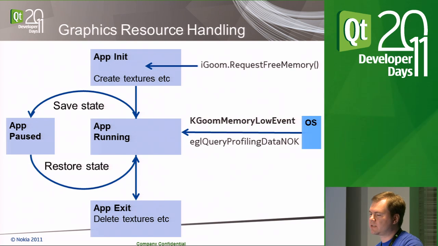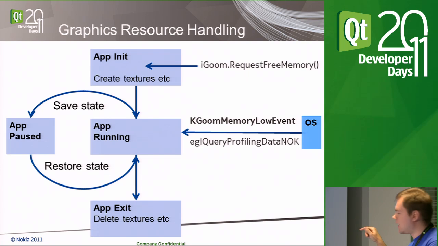Then about graphics resource handling, GOOM means graphics out of memory API. It's a Symbian native API, and here's the sequence of how it goes. First, in the application init, you request free memory. So let's say you can request that you want to have 20 megabytes of graphics memory, and in that case, the operating system will check if you can get that 20 megabytes, or if any other application is already consuming that graphics memory. And in that case, it will start to kill those applications if you are requesting all the memory.